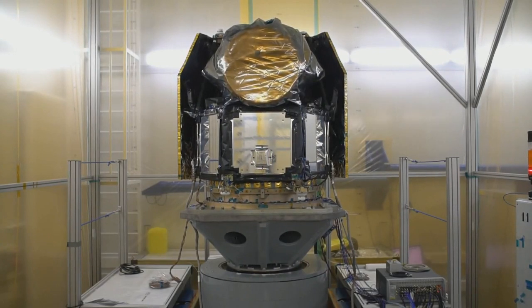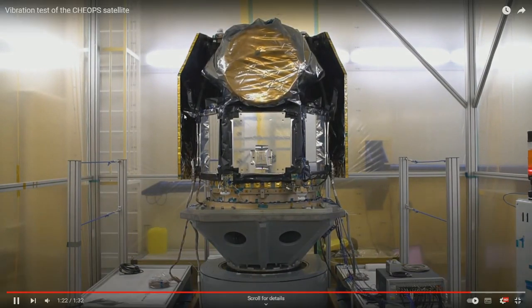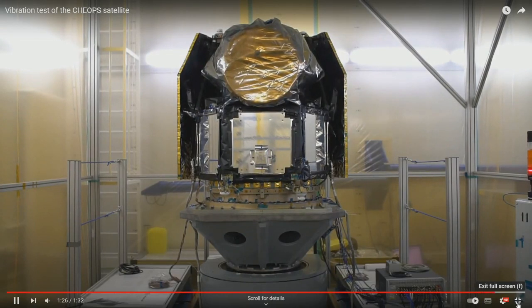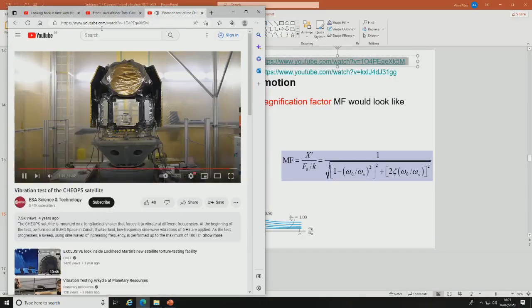So it is still tested, right? Higher frequency. You may not really see it now, but again, it is still tested at high frequency.